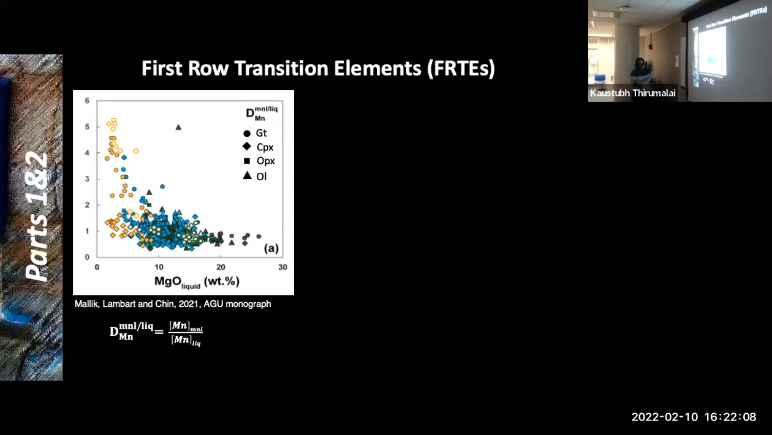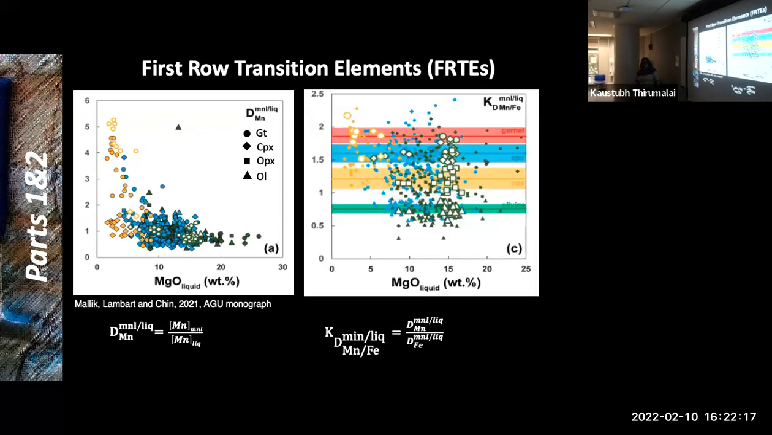A way to deal with this problem is, instead of working with partition coefficients, so the equation is given here, we are going to work with the exchange coefficient, which is basically a ratio of two partition coefficients. So we are looking at exchange between two elements. Those are the same data, still the MgO content on the x-axis, and on the y-axis you have the exchange coefficient. And what seems important here is again the symbols, not so much the color. As you can see, all the triangles are basically on the bottom of this diagram. All the circles are on the top of the diagram. And you don't have that much overlap between the different symbols.